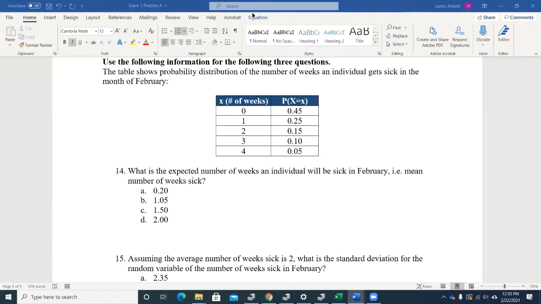Here I've got a discrete random variable, the number of weeks someone gets sick in the month of February. This becomes easy because there are exactly 4 weeks in February. So I either get sick 0 weeks, or if I get sick during the first week, I've been sick 1 week, 2 weeks, 3 weeks, or 4 weeks. So I can only be sick for these different numbers of weeks.